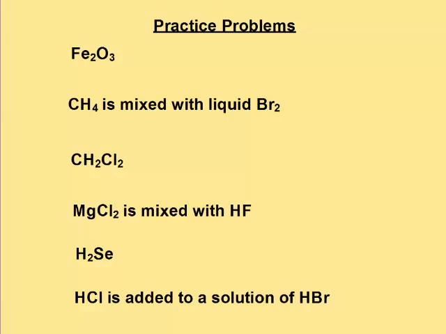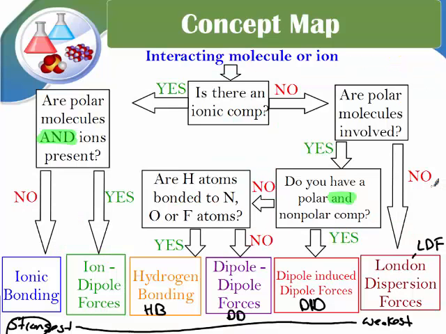So Fe2O3. First, we say, is there an ionic compound? Well, is there a metal? Yes. So then we say, well, do we have a polar molecule and ions present? Do you see Fe2O3 and something else? Or Fe2O3 in something else? No. In which case, we only have one substance. So that's ionic bonding.